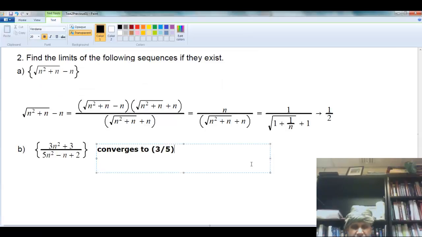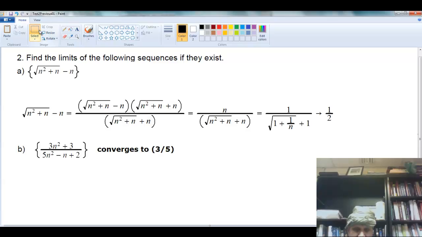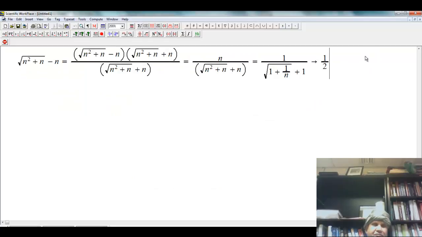Then who is the next one? Let's go back. Okay, this is the one that we have to handle next. This one should be pretty easy. Just use this. How much is it? What would you say? 3 by 5. Very nice. We didn't have to do much here, right? So we'll just write it: converges to 3 over 5. Okay, then let's go to the next one.